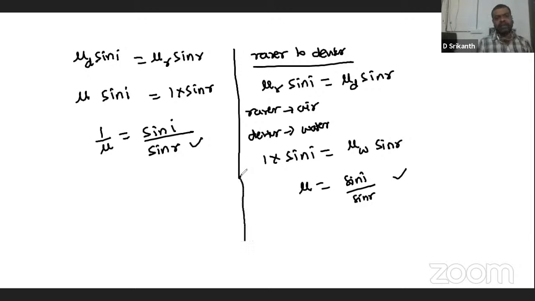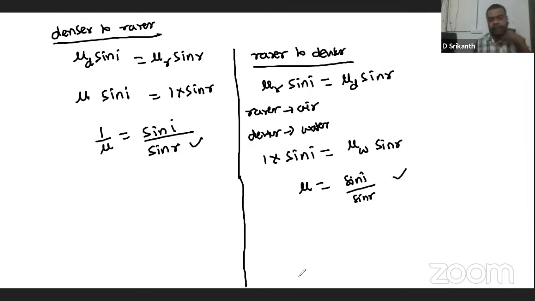Sometimes we will consider this value, sometimes that value. That depends on the question; you must see whether the light ray is moving from denser medium to rarer medium or rarer medium to denser medium. MHT-CET or BITSAT ask one question on Snell's law and Huygens principle. Next, Huygens principle.